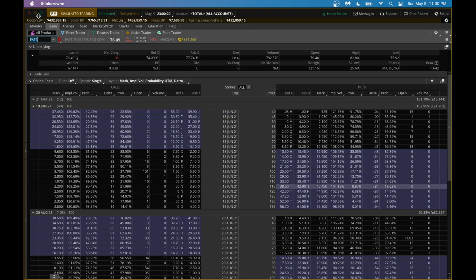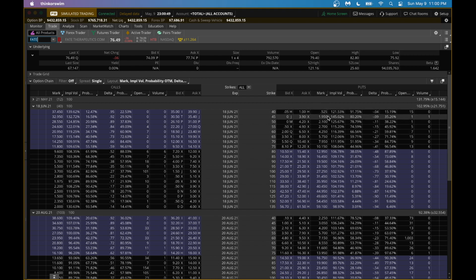Fate Therapeutics. So I would do the same thing, because we are selling the put. We want to have less exposure. Let's look at 40 days out, and the stock is at 76. This is a lot of money here. So on a $60 spread, you're making a good amount of money, as you can see here. The bid-ask spread is a little high, so you've got to be a little careful.